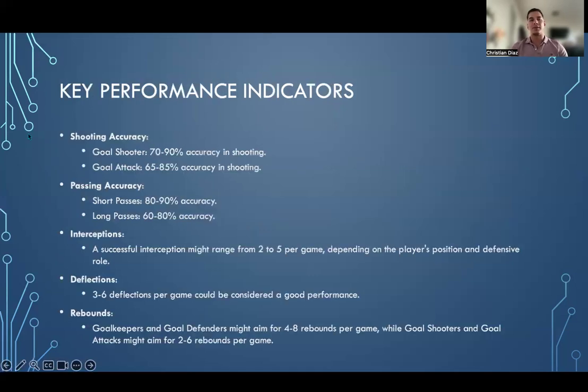Some key performance indicators: the shooting accuracy varies from goal shooters to goal attack. Passing accuracy, short passes have a different accuracy than long passes, but these are the optimal things that we want to see. Some deflections can be from 3 to 6 per game. That would be a good performance.